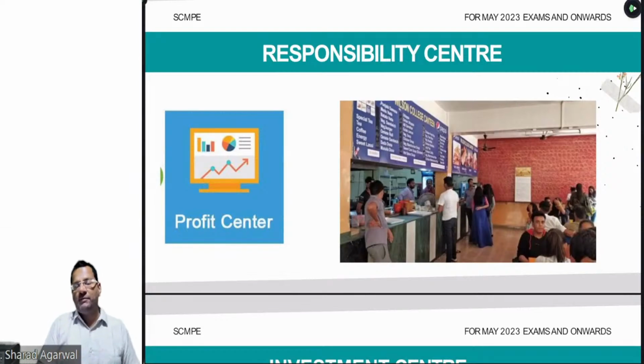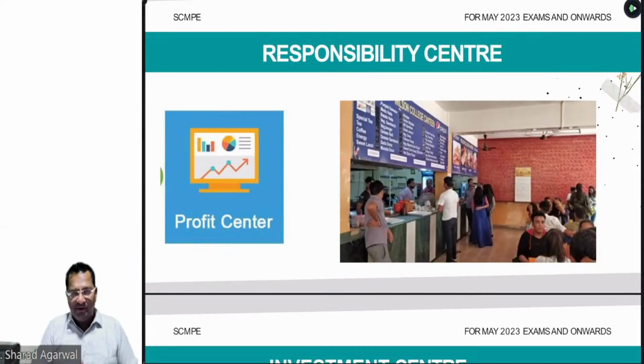Another example given by one of the students is Bata. They have different outlets. Domino's has different outlets. So each outlet can be considered as a profit center. You have been given the authority to do the marketing, to purchase the goods, whatever you want to do, you have full autonomy. At the end of the period, we will judge you on the basis of profit generated by your outlet.